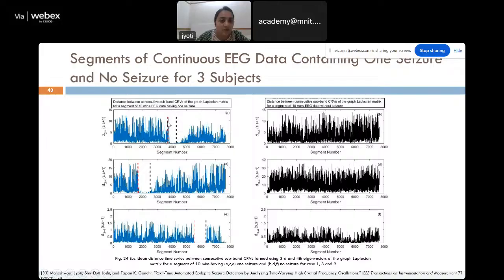So when the seizure started, at that point we can see a sharp transition in the graph distance. Why is this happening? Because, with interpretation, obviously the results are there, and then we have to interpret the data, what it represents. So here it was expected that when a seizure starts, we should have some transition in the brain state.